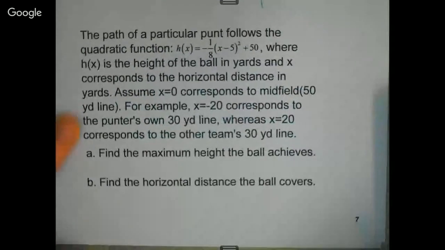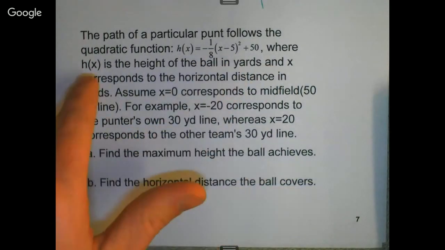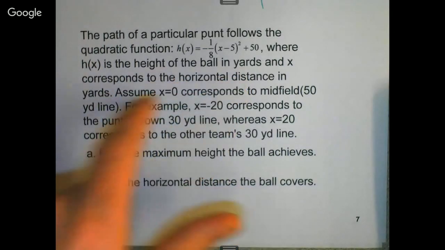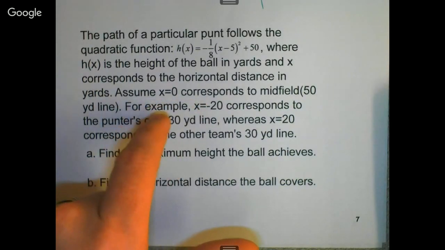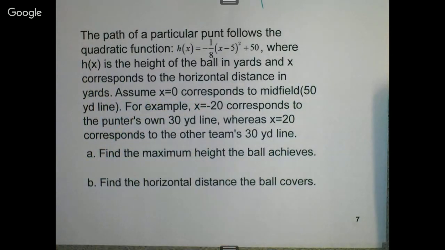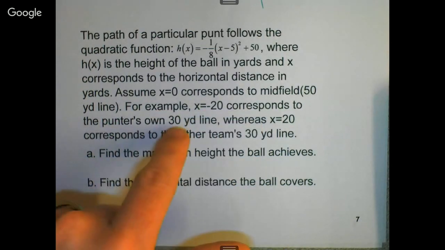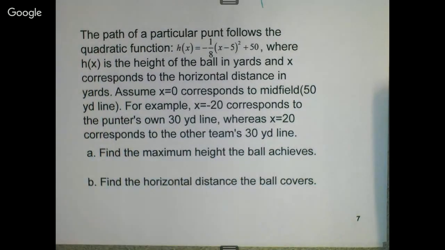All right, last one. The path of a particular punt follows the quadratic function right there, where h of x is the height of the ball in yards and x corresponds to the horizontal distance in yards. Assume x equals 0 corresponds to the midfield 50-yard line. For example, x equals minus 20 corresponds to the punter's own 30-yard line, where x equals 20 corresponds to the other team's 30-yard line. Find the maximum height the ball achieves.